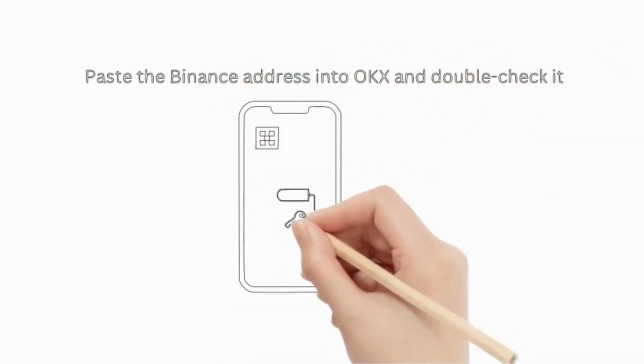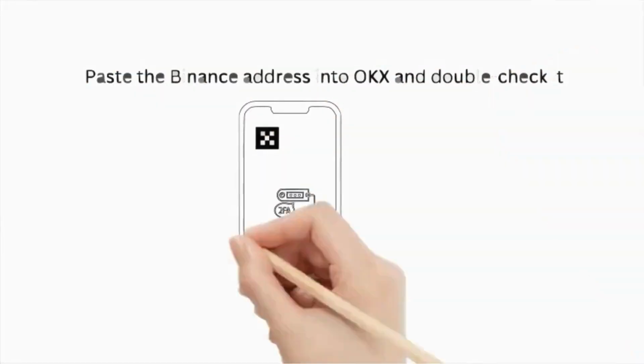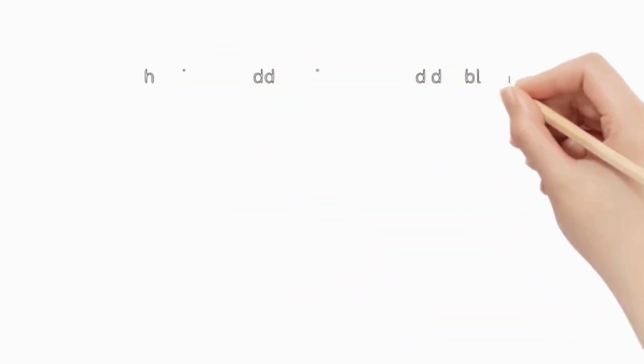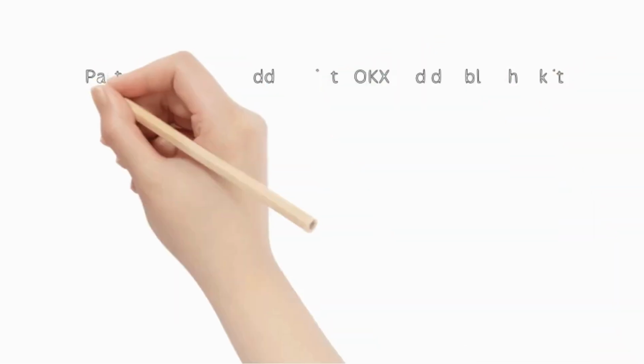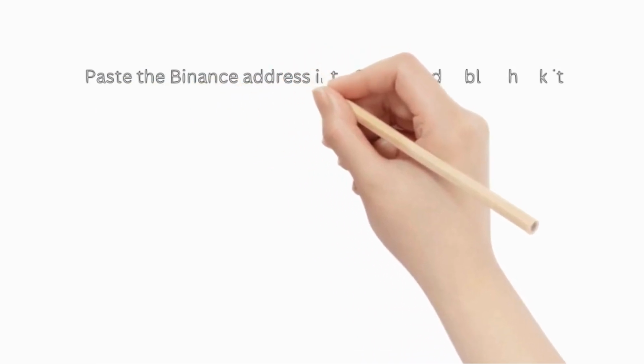Step 6. Confirm the withdrawal. Once everything looks good, confirm the withdrawal. You'll likely need to enter your 2FA code for security. After confirming, OKX will process the withdrawal. This usually takes a few minutes, but it can vary depending on network congestion.